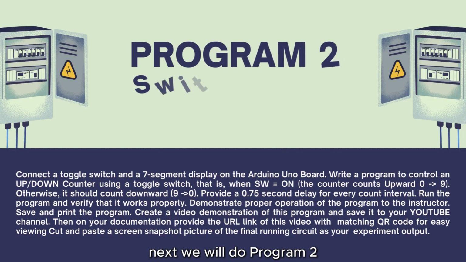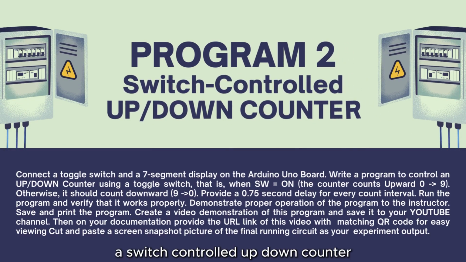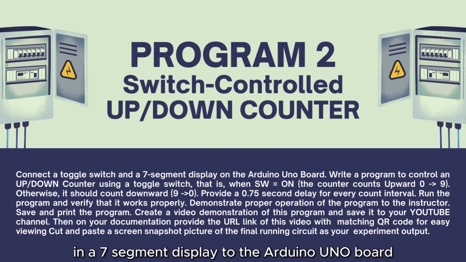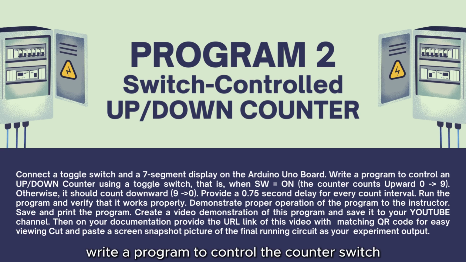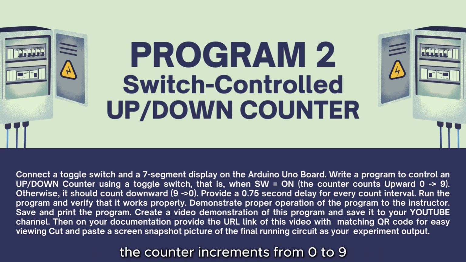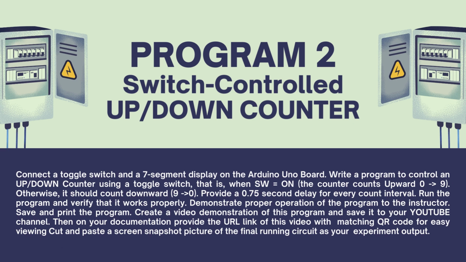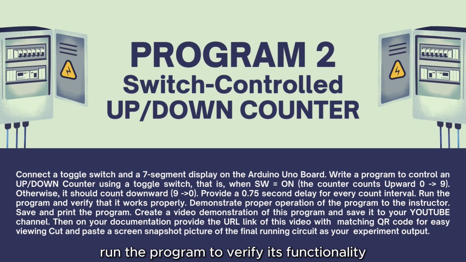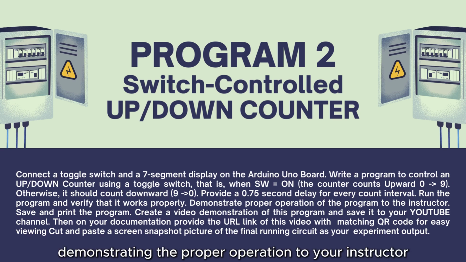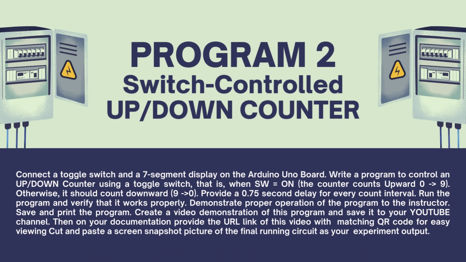Next, we will do Program 2, a switch-controlled up-down counter. Connect a toggle switch and a 7-segment display to the Arduino Uno board. Write a program to control the counter such that when the switch is on, the counter increments from 0 to 9, and when the switch is off, it decrements from 9 to 0. Implement a 0.75-second delay for each count interval. Run the program to verify its functionality, demonstrating the proper operation to your instructor.